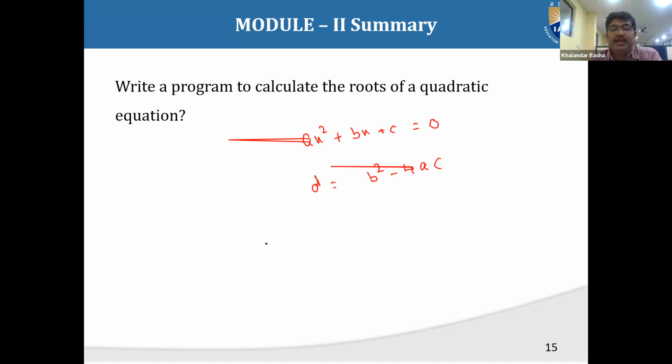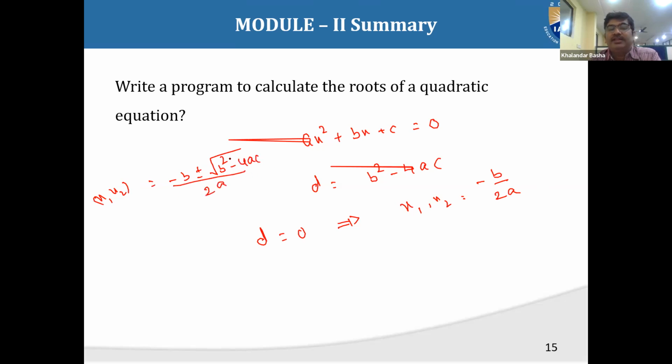Once you have calculated it, if d is equal to 0, what roots will you get? We will get the same roots. So x1, x2 is given as minus b plus or minus square root of b square minus 4ac, divided by 2a. As b square minus 4ac is equal to 0, the roots are minus b by 2a. So you'll have equal roots.